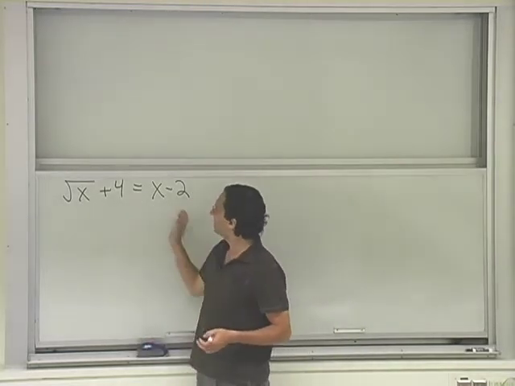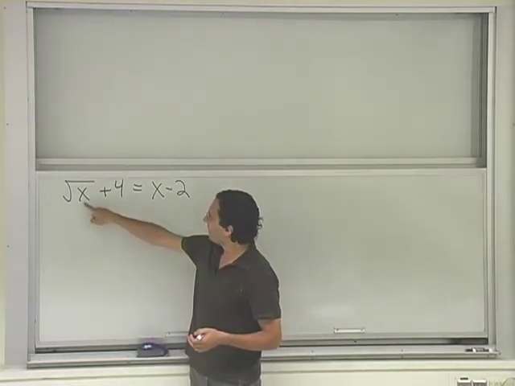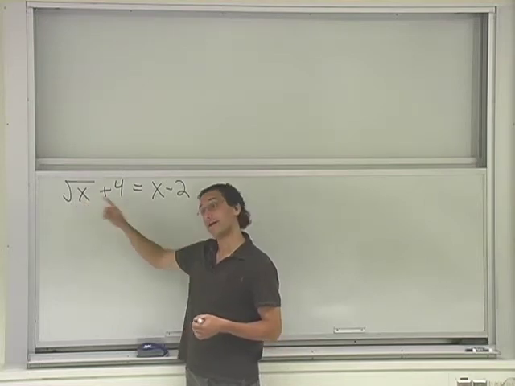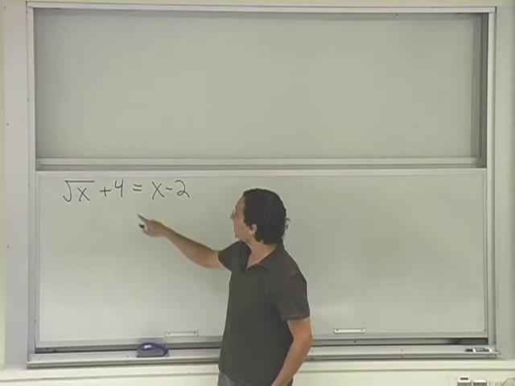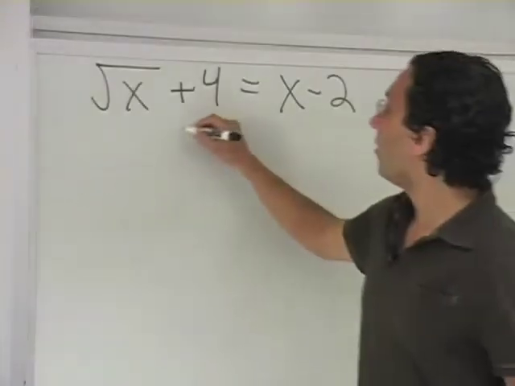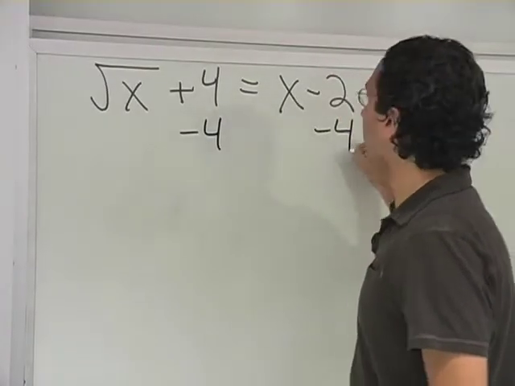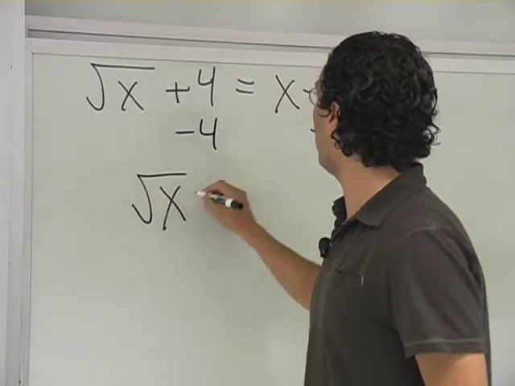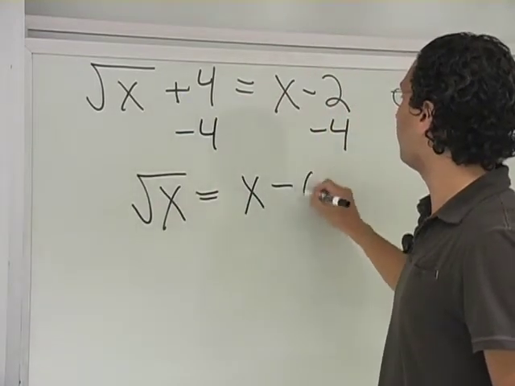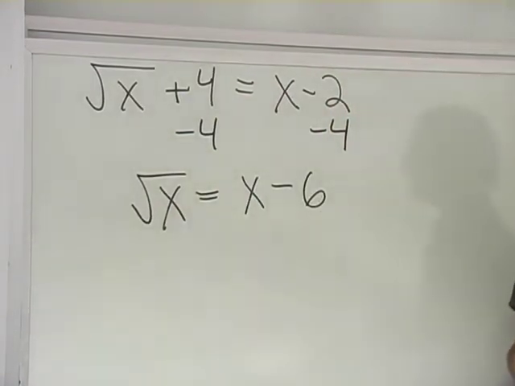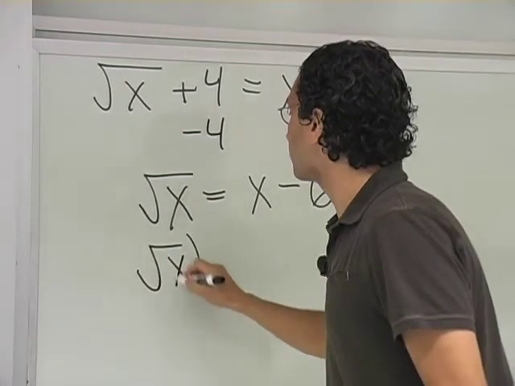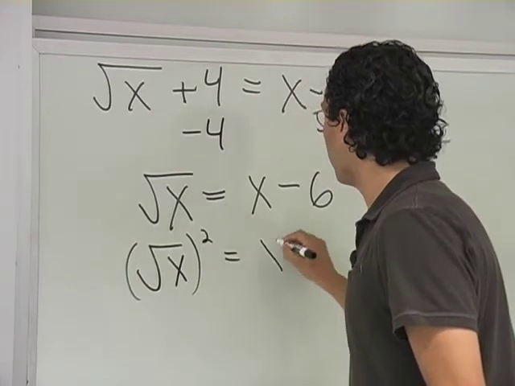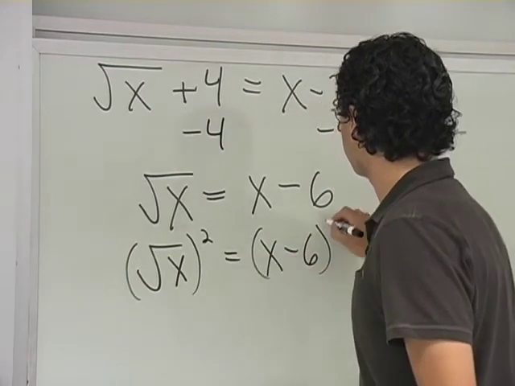Well, I could square both sides now, but I'd actually get somewhat of a mess on the left-hand side after I FOIL things out. So the first thing that I'm actually going to do is bring the 4 over to this side to get that the square root of x equals x minus 6. And now I'm going to square both sides. So we have that the square root of x squared equals x minus 6 squared.